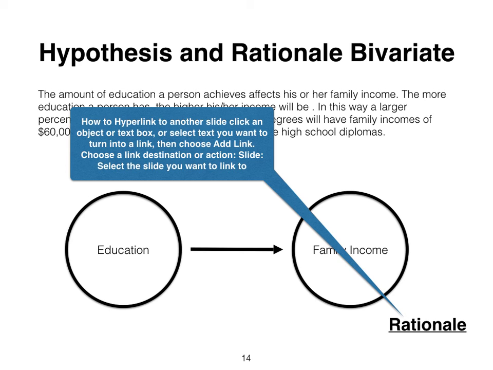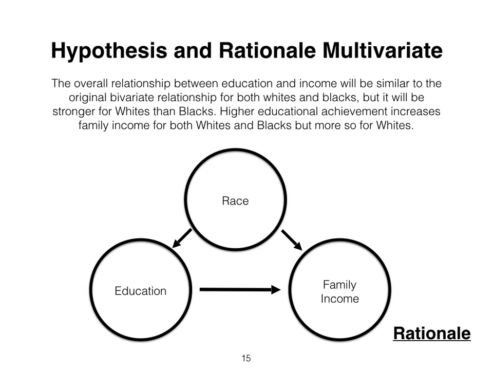So you have your hypothesis and rationale. And how to hyperlink to another slide: you would click an object or text box and then select what you want to turn into a link, choose add the link, and then put in the destination slide, which slide number you want the link to take you to. Your hypothesis and multivariate rationale, same thing, just like you did the other slide.